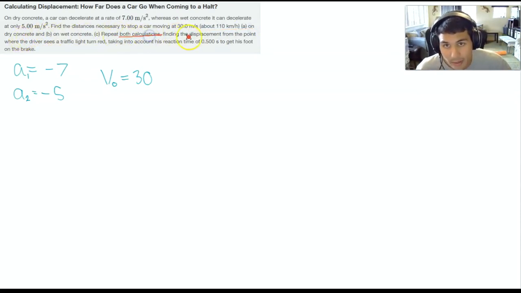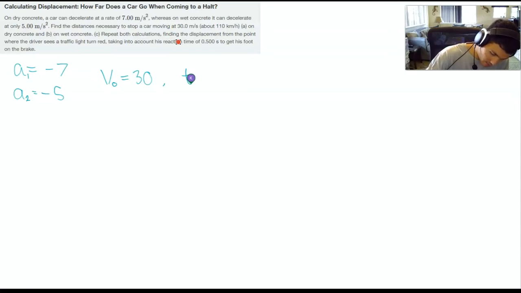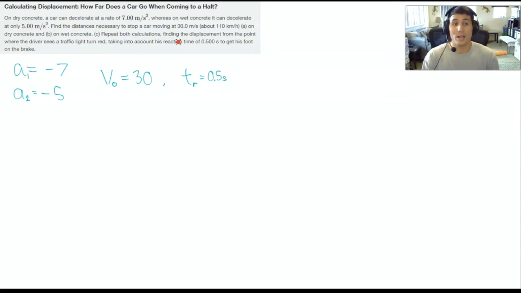And we're going to repeat both these calculations and find the displacement from the point where the driver sees the red light, and then he reacts. So we are given, and we'll call this tr for time of reaction, 0.5 seconds to get his foot on the brake. So it takes him half a second to actually put his foot on the brake after he sees the red light. He's traveling at 30 meters a second initially, and then he's going to hit the brakes, and depending on what surface he's on, he's going to decelerate.